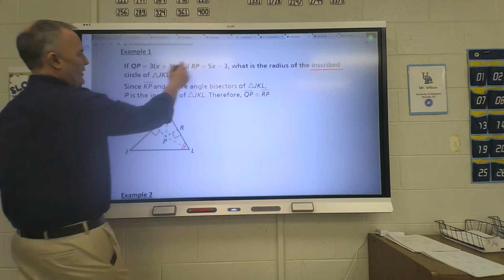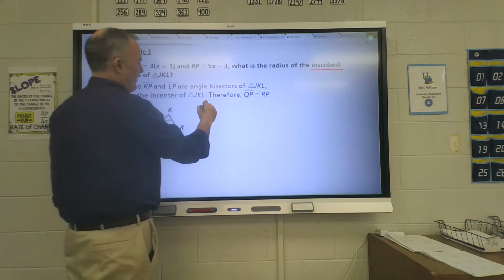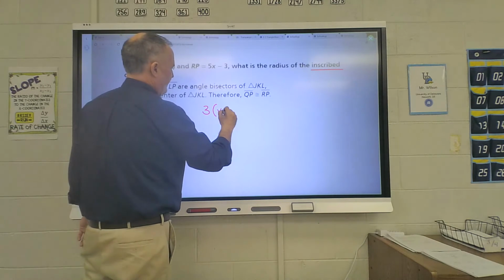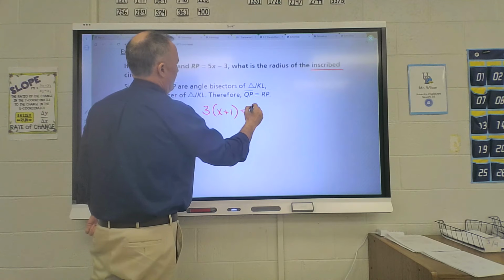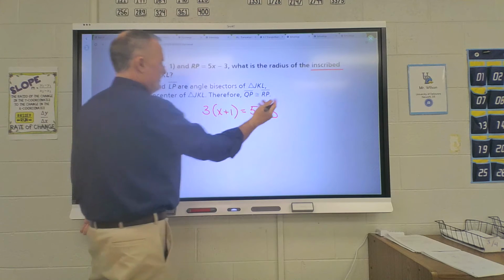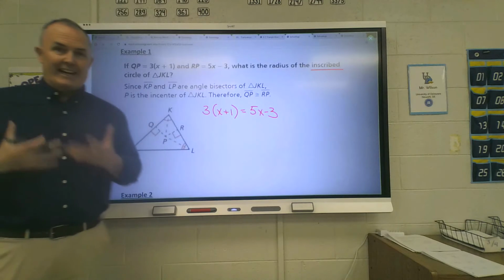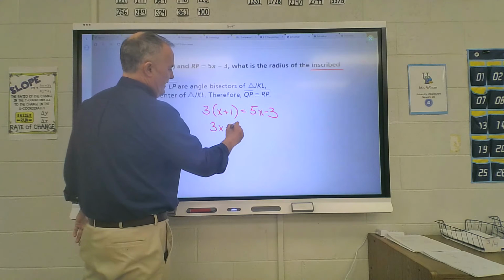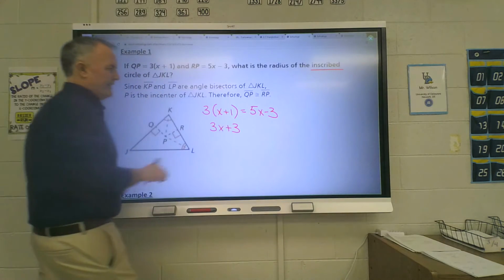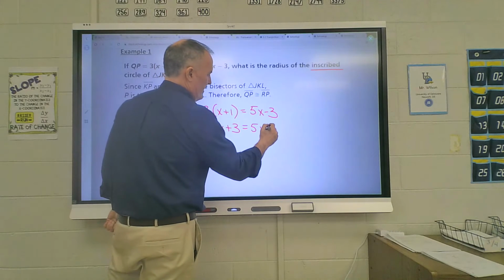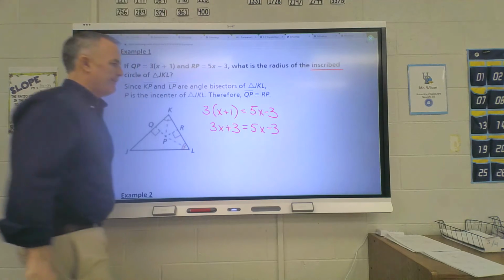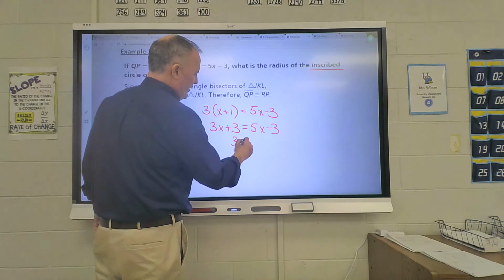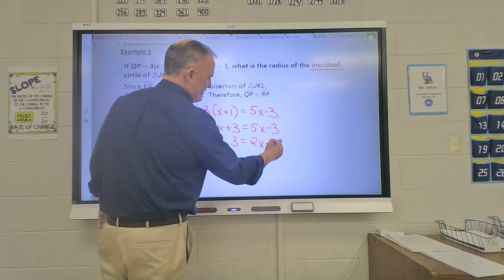So if they're the same distance, all we're going to do is set both of these algebraic expressions equal to each other: 3 times x plus 1 equals 5x minus 3. Right, because QP and RP are the same distance. All right, so once again, if I work this out, I get 3x plus 3 as I distribute the 3 into my parentheses, equals 5x minus 3. Let's fix that. I move my x's over. So if I subtract 3x from both sides, I get 3 equals 2x minus 3.